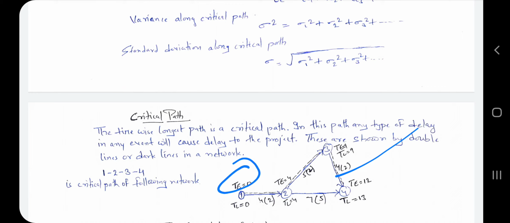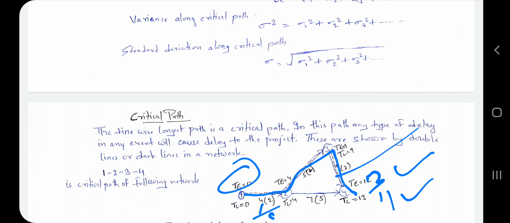Here you have t is equal to 0. Now if the expected time given here is 4, then 0 plus 4 is 4. Now 4 plus 7 is 11. Going this way you get 11, but going the other way, 4 plus 5 is 9, and 9 plus 4 gives 13. So here you get 13. 13 is the maximum and 11 is the lowest. That's why we have gone like this. So this is the critical path.